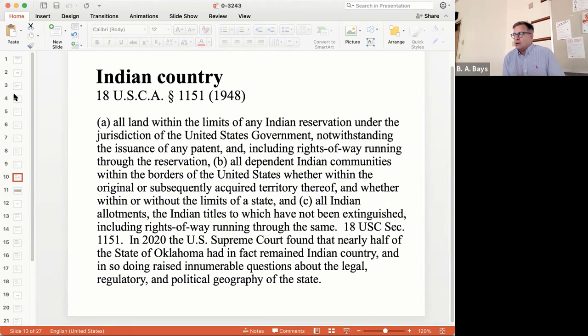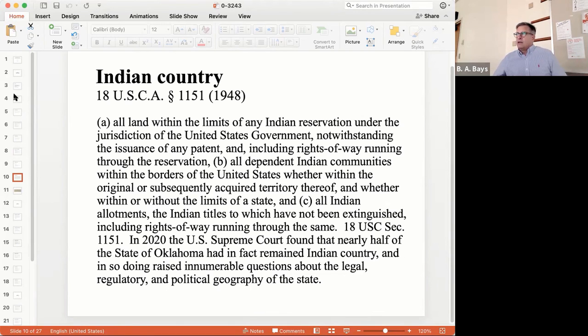Okay, and then C is all Indian allotments, the Indian titles to which have not been extinguished, meaning it hasn't passed out of federal trust in any way. Okay, and so that's it. And then I mentioned in 2020, the United States Supreme Court found that nearly half of the state of Oklahoma had in fact remained Indian country, and in so doing raised innumerable questions about the legal, regulatory, and political geography of the state, if you didn't know that already. So Indian country, we're in Indian country now.